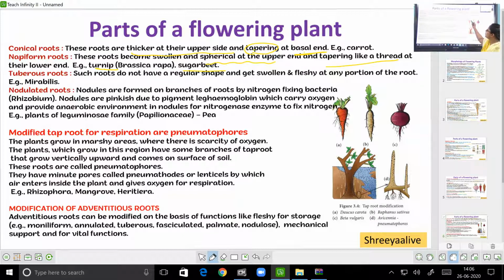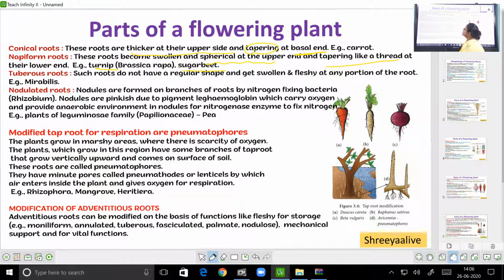And conical root, example, carrot. We can see it is thicker at the upper side, tapering at the basal end. Fusiform, example, radish, where only the middle portion is swollen, and the upper and lower ends are tapered.